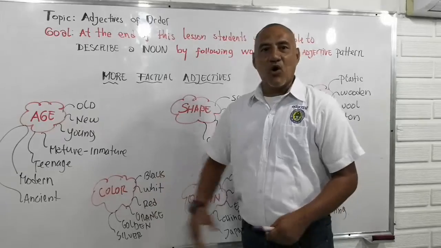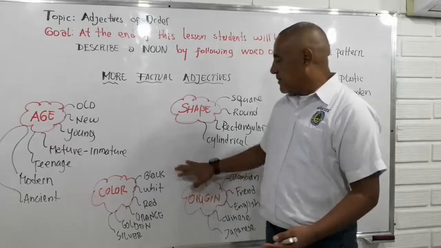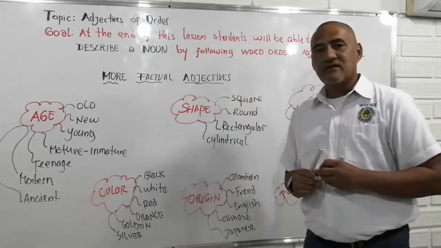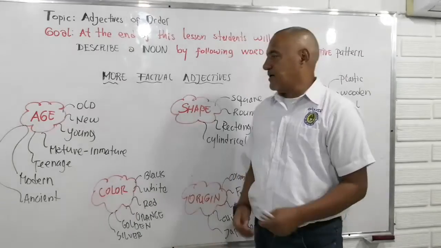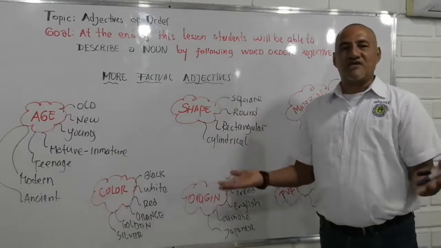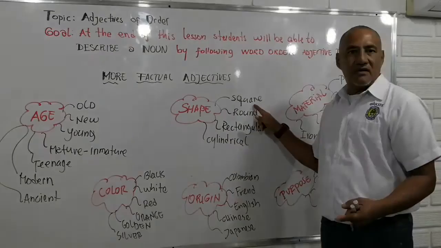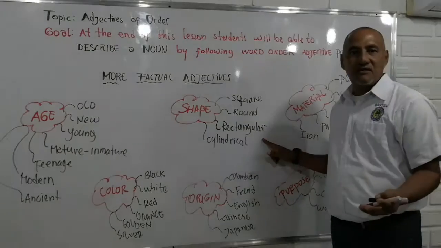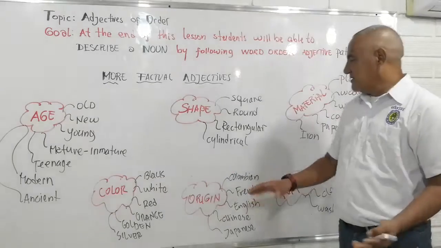As I said before, colors are also adjectives. Here we have black, white, red, orange, golden, dorado, silver, plateado. Shape: adjectives to describe the shape, para describir la forma de algo. Square, cuadrado, round, redondo, rectangular, cylindrical, de forma cilíndrica. Right.